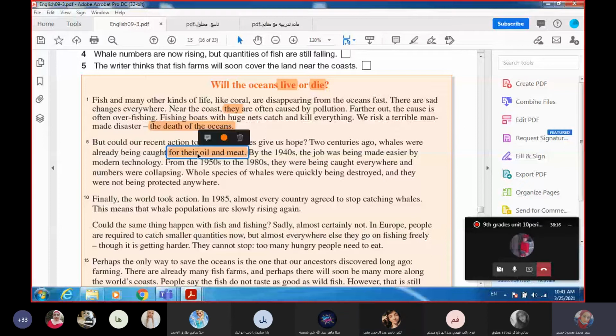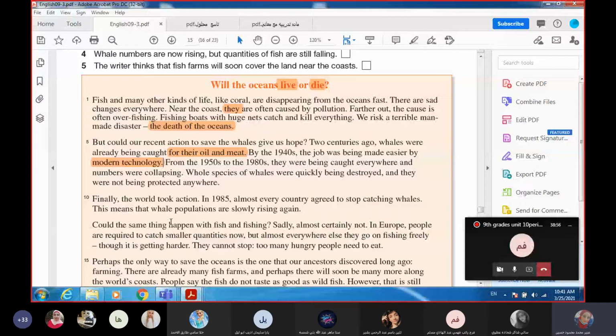So in the 1940s, was the job easier? Why was the job easier? Because of the modern technology. Because of the modern technology, we have huge nets, we have sailing boats, improved boats, good sails, compasses, maybe sensors to show where the whales are. The most important thing is the huge nets, which are pulled automatically and made this easier.